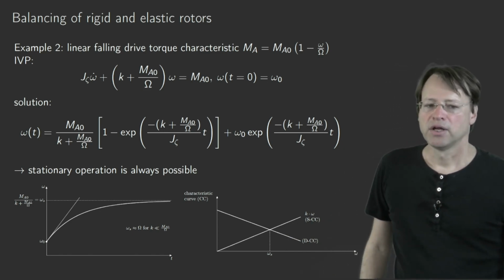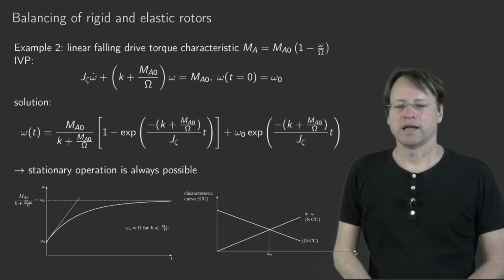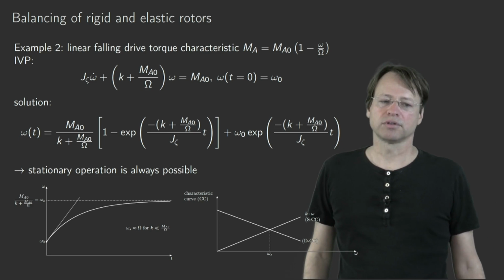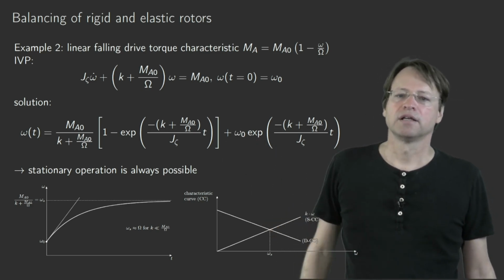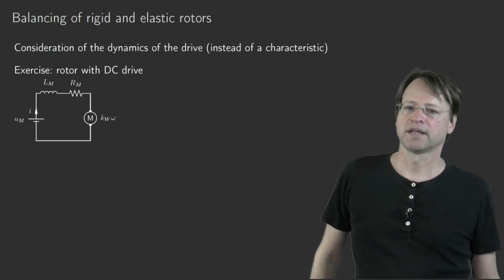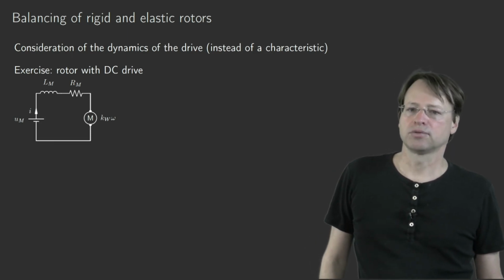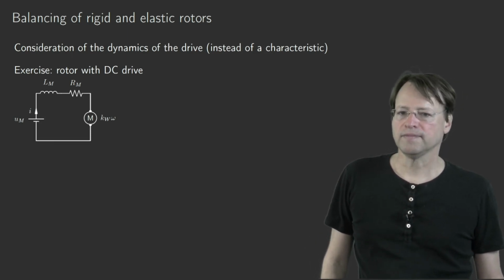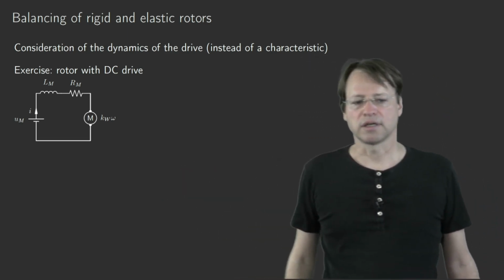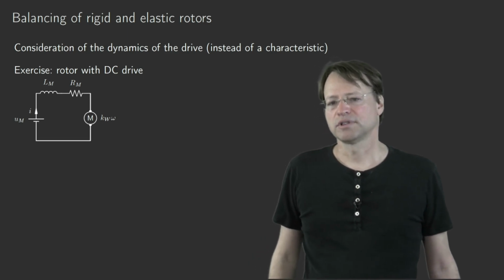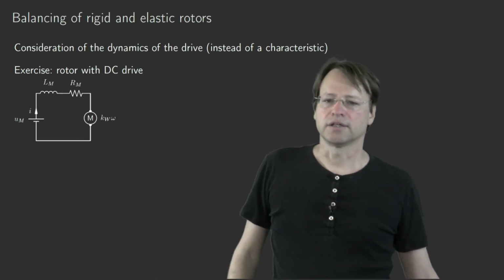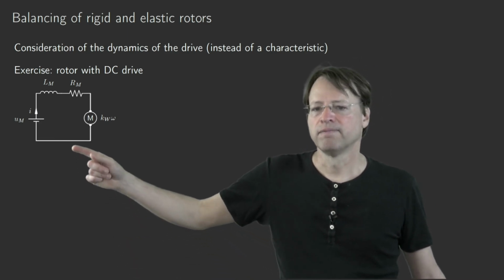Okay, let's move a step further to even some more practical importance. So how can this drive torque be realized? Just one example, a rotor with a direct current drive. So how is it represented? It's the classical representation that you know from your study of electricity or electric engineering.